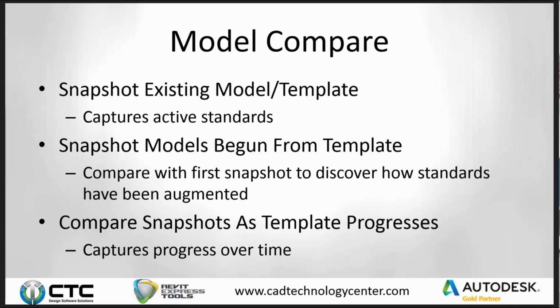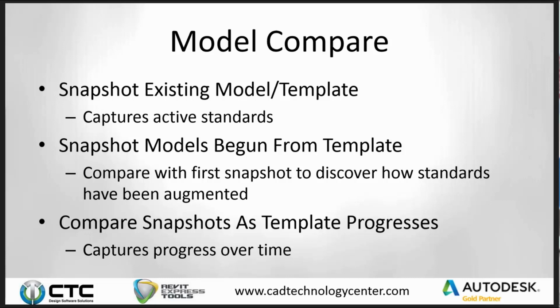So with Model Compare, what I can do is snapshot, take a capture of the information in an existing model or template. We oftentimes promote using a starter project file that has work sharing pre-enabled, links pre-created, and some directory structure pre-built. Well, I can snapshot that. I can know exactly what the settings are for the vast majority of the information that I care about inside that template, that starter project file.